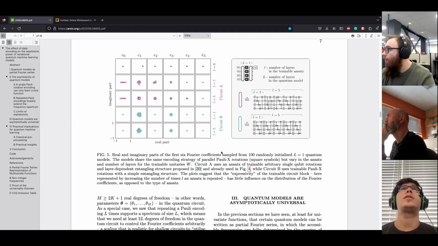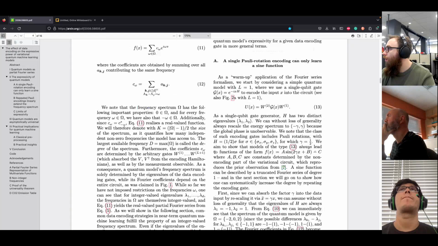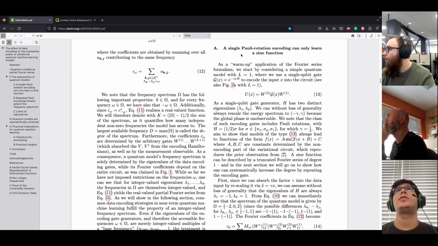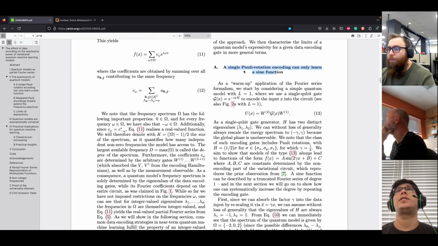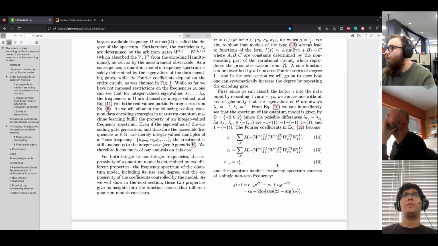Okay, so now I wanted to come back to this part 8. They say a single polyrotation encoding can only learn a sine function. What they show is that if you only use polyrotation, meaning rotations along the x, the z, or the y axis, then you can only fit a sine function. And apparently they prove it mathematically.